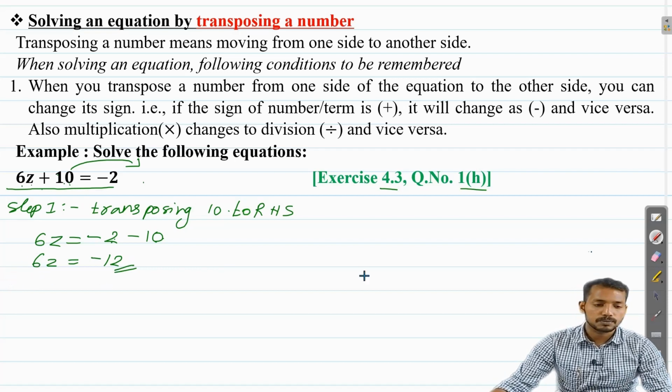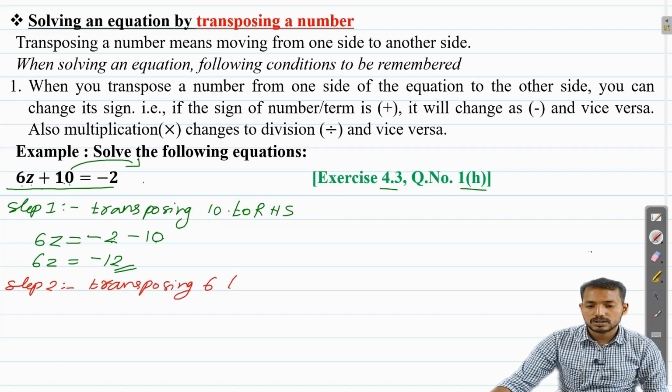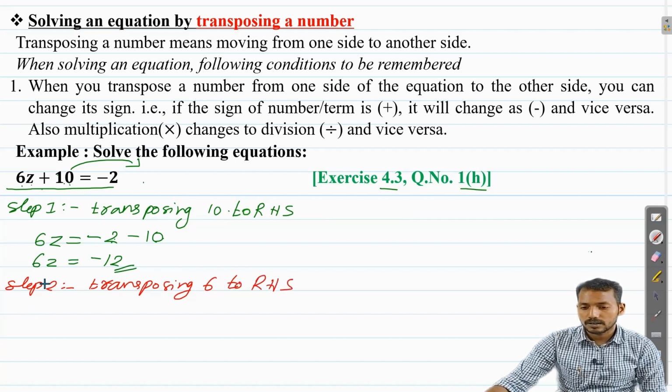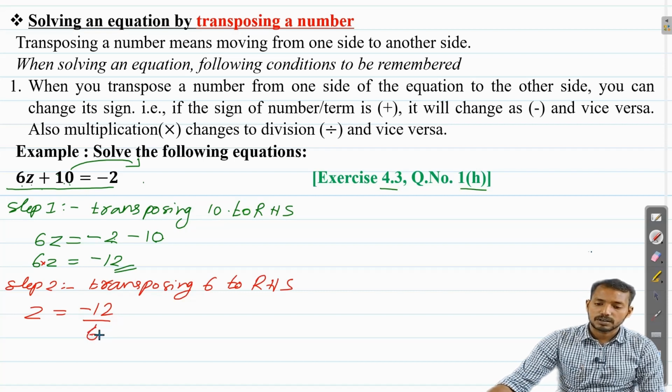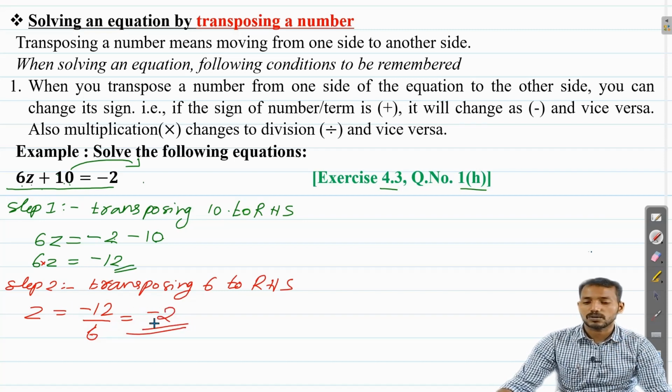So in step 2, transposing 6 to RHS. What will we get? 6 is transposed, z is equal to minus 12 into 6. Numerator 6 will be on the denominator, or multiplication 6 will become division by 6. Clear? Minus is only one there, 12 divided by 6 is equal to 2. So z equal to minus 2 is the solution of this equation.